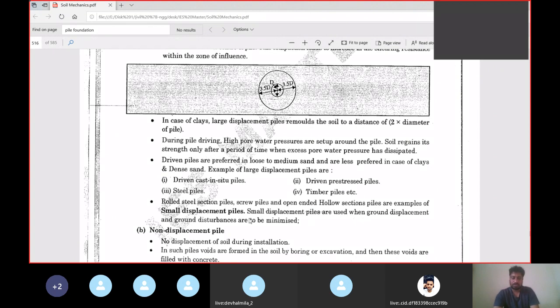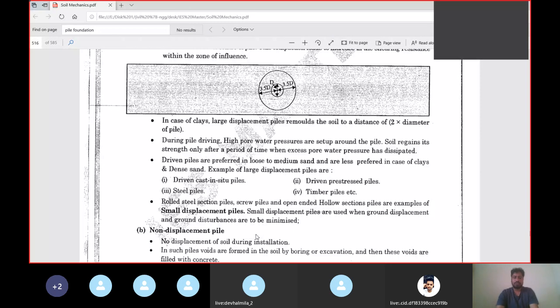Small displacement piles are used when ground displacement and ground disturbance are to be minimized. So these types of piles are basically used where we have adjoining structures nearby and we don't want the disturbance of the soil mass to reach those areas. So there we are using small displacement piles.